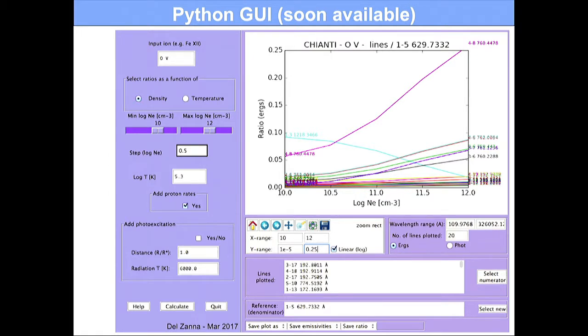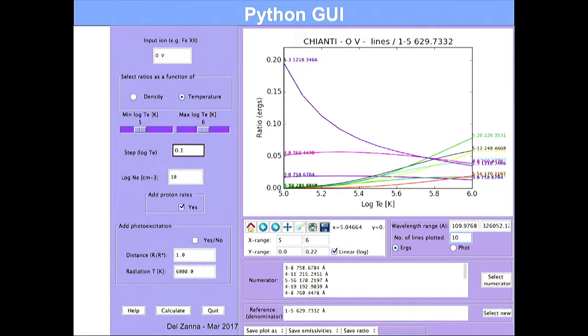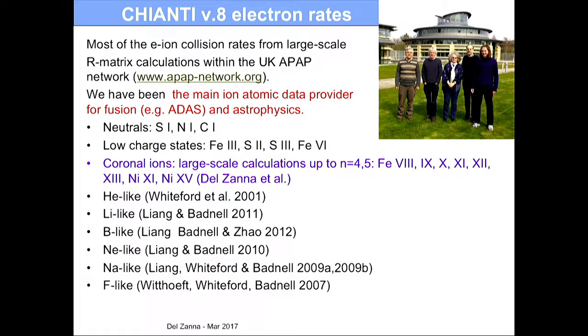This is similar, in the sense that you can see the emissivity as spectral lines, again from oxygen 5, as a function of density and/or as a function of temperature. Now, very quickly, I'm going to put on another hat, because I'm also a member of a team of atomic physicists.